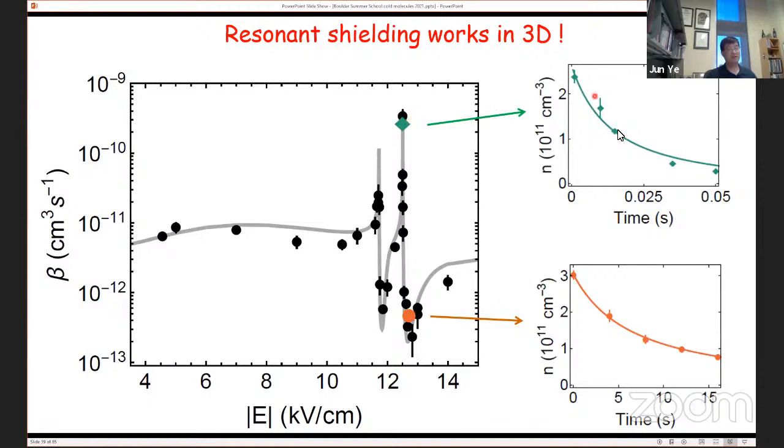And again, if you want to show this dramatic effect, at the place where the loss is enhanced, the green curve shows the molecules are lost at 10, 20, 30 milliseconds. While if the molecules are protected by the resonance, the beta is very low. The molecules live there for 10 seconds, 15 seconds. So very dramatic, 3 orders of magnitude difference in 3-dimensional traps now. It's no longer a 2D trap, but using this trick of resonant shielding.